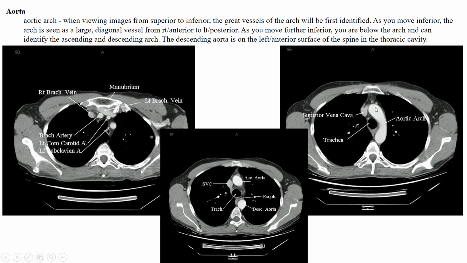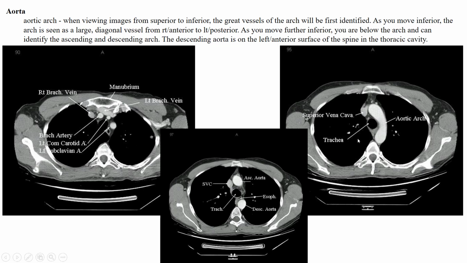So when you take a look here, we've gone a little bit more inferior, and you can see the entire arch now, but you can't see any of the vessels coming off of it. The left brachiocephalic vein and the right brachiocephalic vein have joined together now to become the SVC, and you see the trachea sitting to the right of the aortic arch and posterior to the superior vena cava.